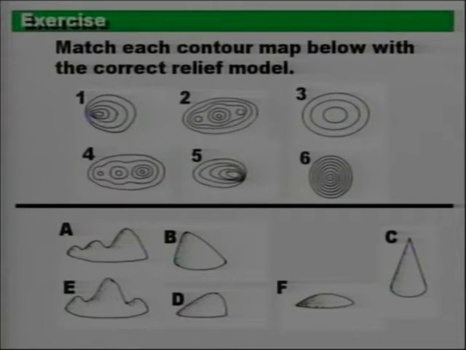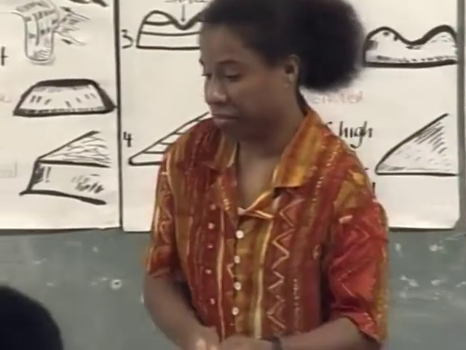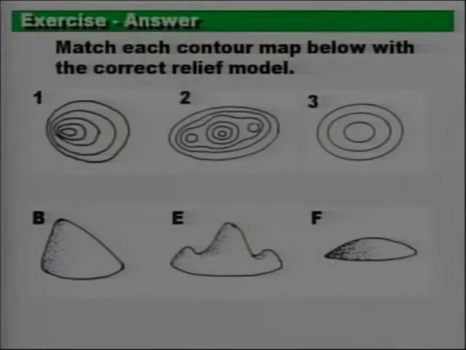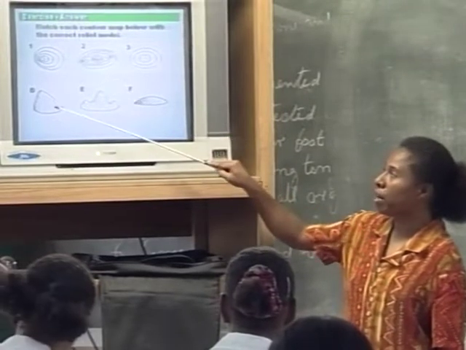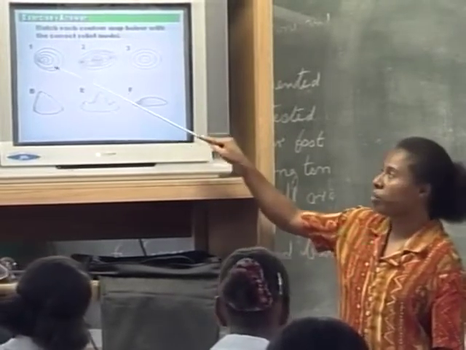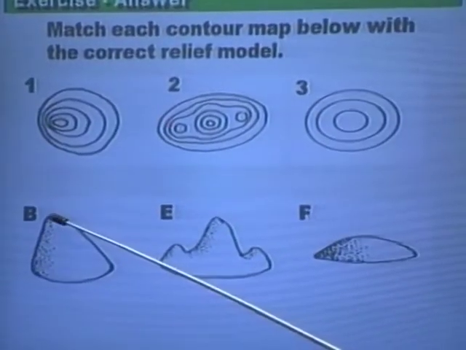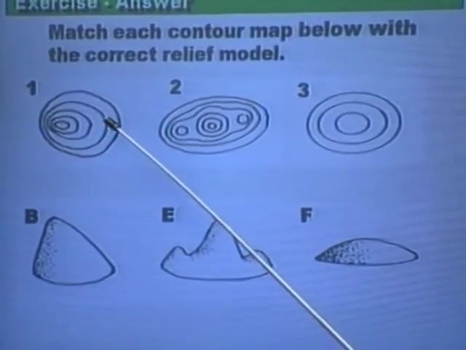Okay. We're going to check the answers now. If you look at contour pattern 1, the lines are very close together on the left-hand side of the feature. They're further away on the right. Therefore, it will be matched with the relief model letter B. So 1 will go with B. You check. B on this side here is steep. On the other side is gentle, as shown by the contour pattern.